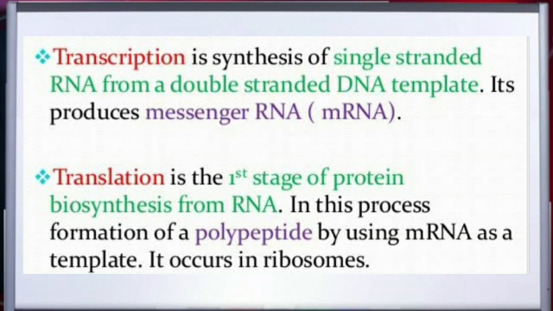The process of copying genetic information from one strand of the DNA into RNA is termed transcription. Unlike in the process of replication, which once set in, the total DNA of an organism gets duplicated, in transcription only a segment of DNA and only one of the strands is copied into RNA. Translation is the first stage of protein biosynthesis from RNA. In this process, a polypeptide is formed using mRNA, that is messenger RNA, as a template, and it occurs in ribosomes.